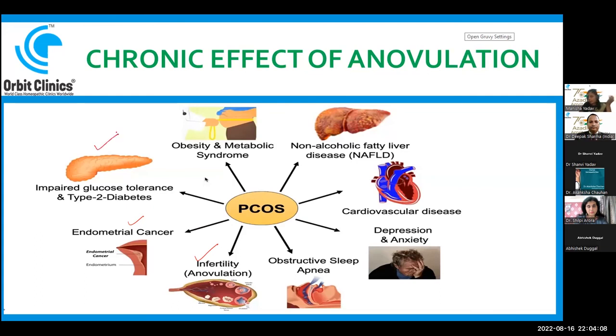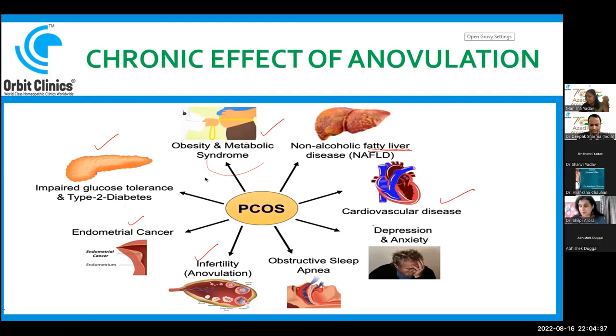Then insulin resistance can lead to diabetes, obesity, and metabolic syndrome. Metabolic syndrome is the combination of diseases like diabetes and hypertension. Then the liver is also affected because of this insulin resistance, and the patient will develop fatty liver. So you will find in ultrasound reports along with PCOS that almost all of them have fatty liver of first grade or second grade.